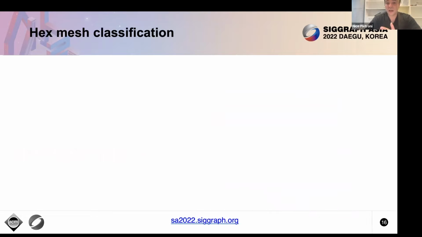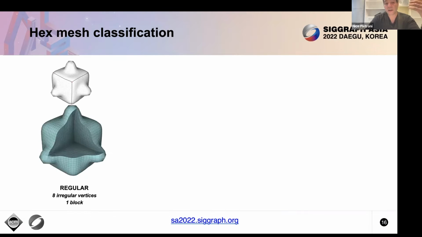So given these intuitive measures on the complexity of the mesh, we actually define this HexMesh classification that follows another quad mesh classification from a previous survey that has been published. But we can actually have a regular mesh. A regular mesh is basically one block, right? And you have 8 irregular vertices on the corners.